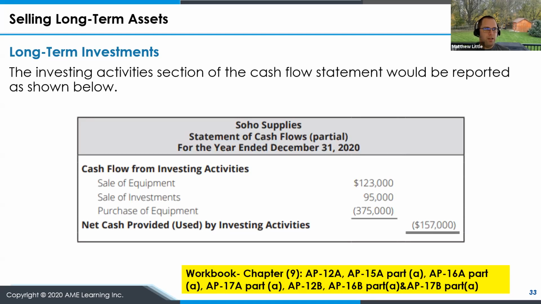So in this case, our cash flow from investing activities would be the sale of equipment, 123, the sale of investments of 95 that we just did the calculations on, and the purchase of equipment, which you saw two slides earlier, of 375. So the net cash used for investing activities was 157.